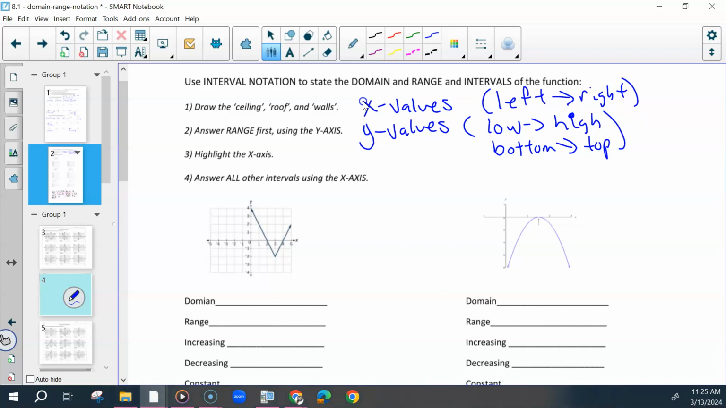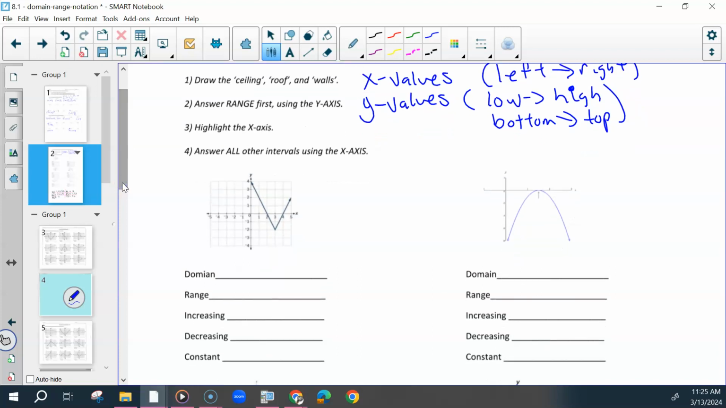So in each of these different graphs, we have to talk about domain, range. We'll talk about increasing, decreasing, constant in a moment. So if it helps you, draw the ceiling, floor, and walls. That would be draw any highest points, a line for the highest points, draw any lowest points, a line for the lowest points, and draw any, like if you have endpoints, vertical lines where those would be. So in this case, I have arrows at the ends of these. So those are going to keep going forever and ever off the graph, off the page. So you have to imagine that. But this doesn't keep going all the way down. It has a stopping point. That would be like your floor.